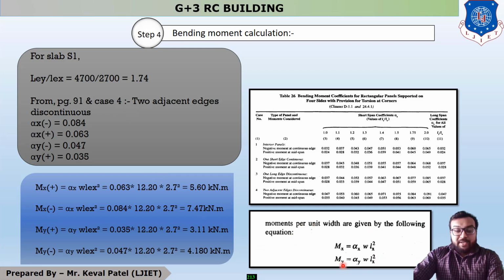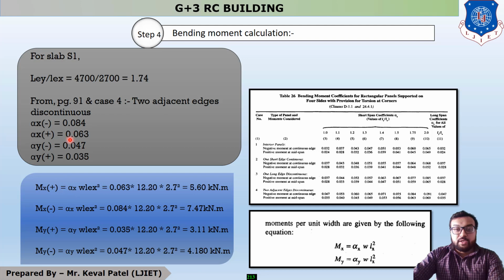The moment equation is given just below the table on page number 91. The equation of Mx is equal to alpha x into w into Lex square. Okay, so we have 4 coefficients, 2 coefficients of alpha x and 2 coefficients of alpha y. So if we have 4 coefficients, then we have 4 moments. First of all we find Mx positive, so here we use alpha x positive.